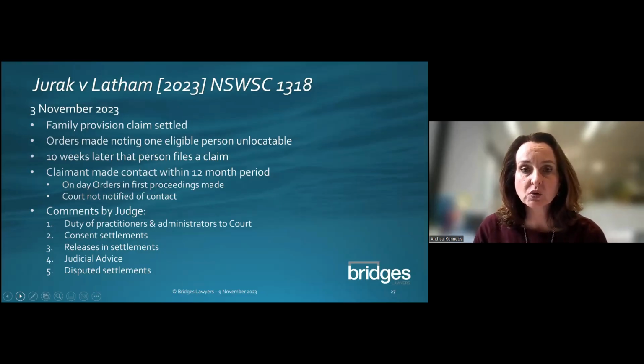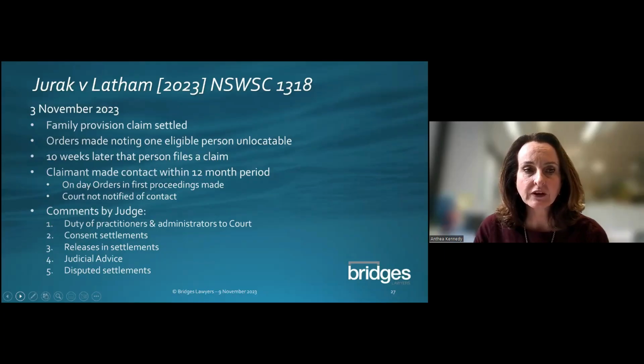The claimant had made contact within a 12-month period of the date of death and in fact made contact on the day that the orders in the first proceedings were made, but the court wasn't notified of the contact. So the court made orders in the first set of proceedings, noting that one eligible person couldn't be contacted, but in fact that person had made contact on that day, and then brought proceedings which were resolved, and orders were sought to be made by the court.